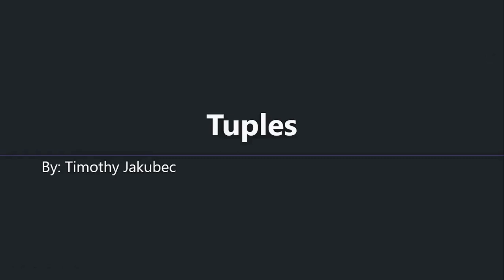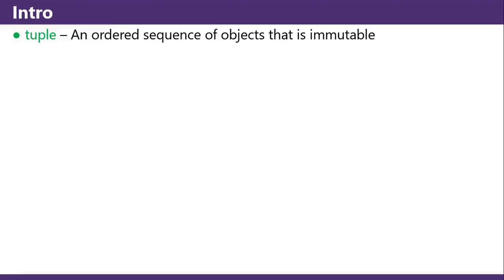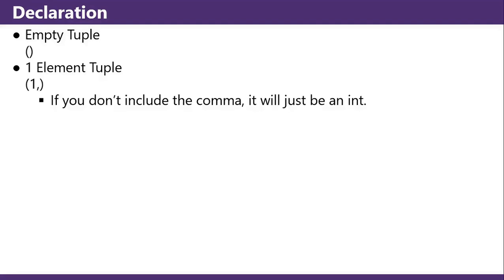Today we're going to learn about tuples in Python. A tuple is an ordered sequence of objects that is immutable. Basically, an immutable list. Declaration: an empty tuple is empty parentheses. A one element tuple is parenthesis 1, comma, parenthesis. If you don't include the comma, it will just be an int. Regular tuples: parenthesis 1, 2, 3, parenthesis.